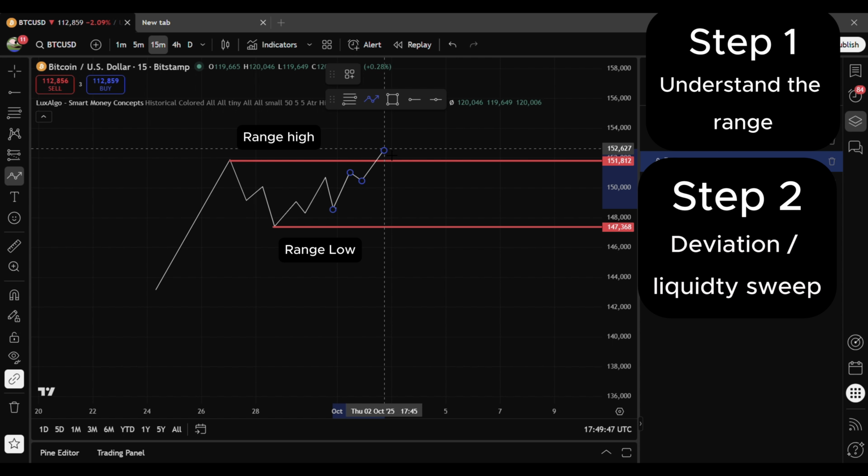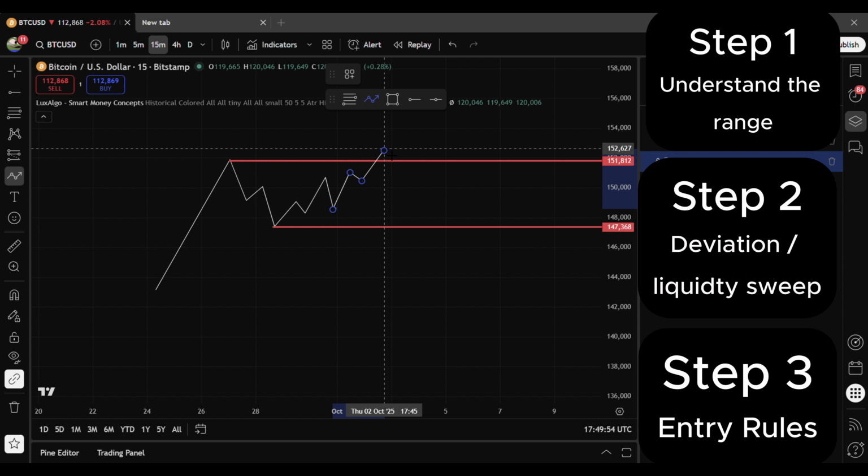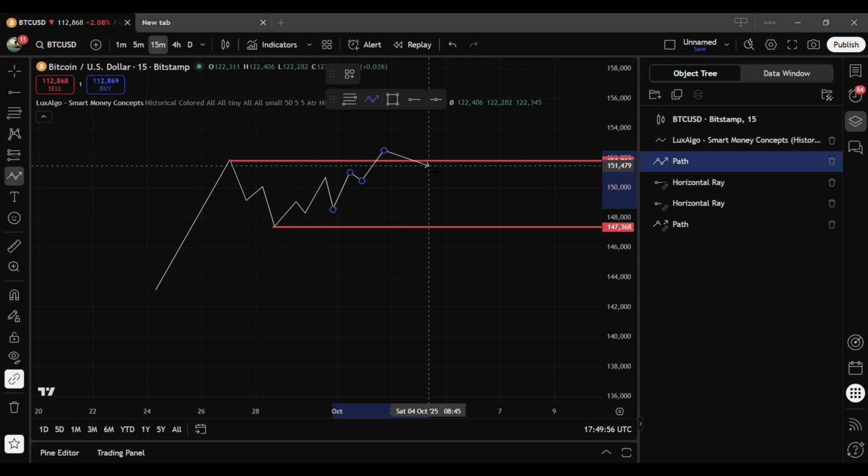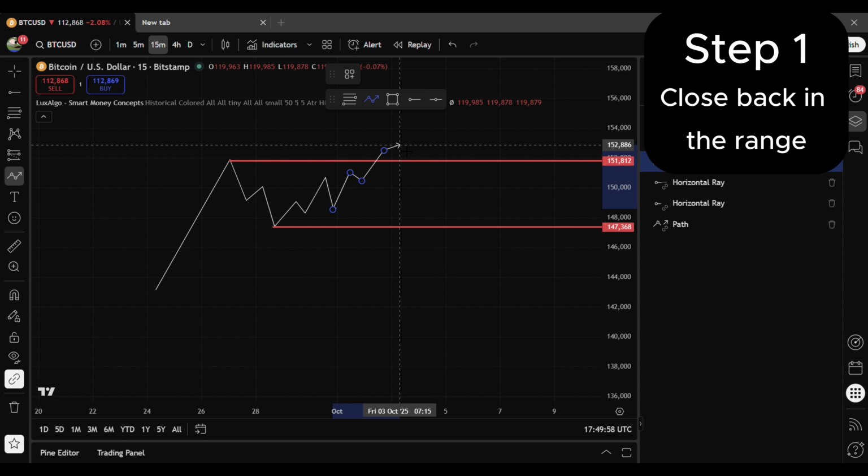Now we have 3 steps, or basically rules, for taking our trade. And that's basically step 3, the 3-step entry setup. Step 1 is acceptance back into the range. After the sweep or deviation, price must close back inside the range, and you don't want to enter until it does.